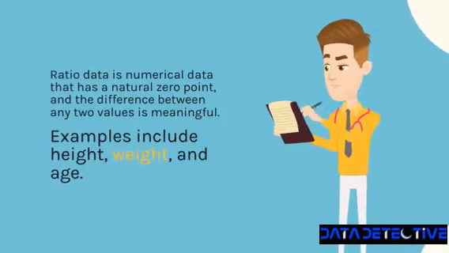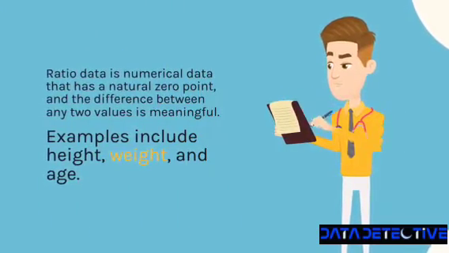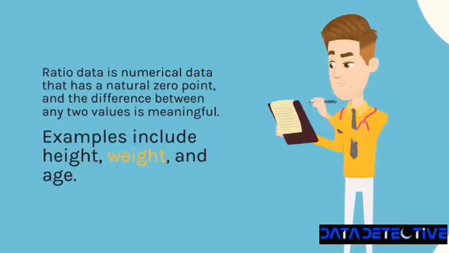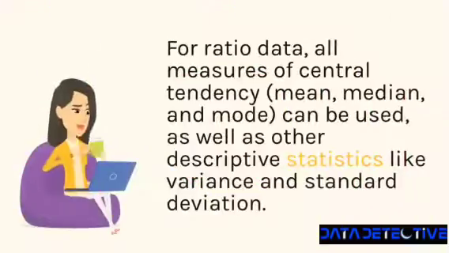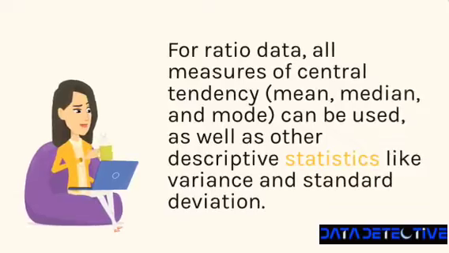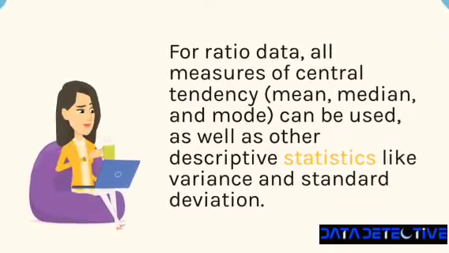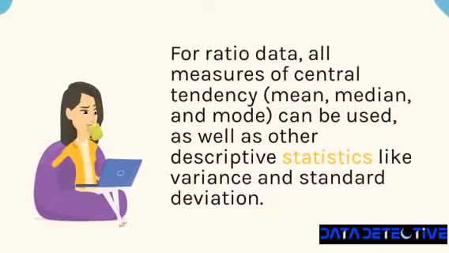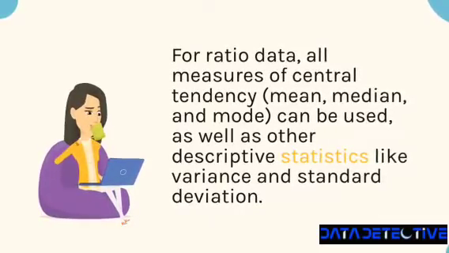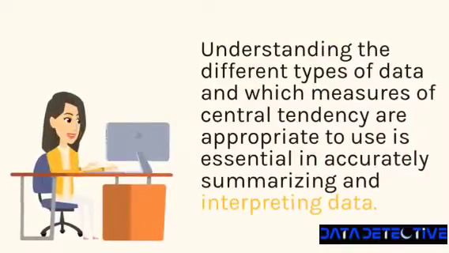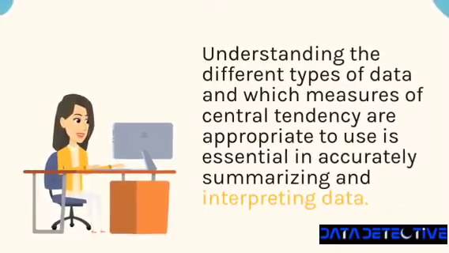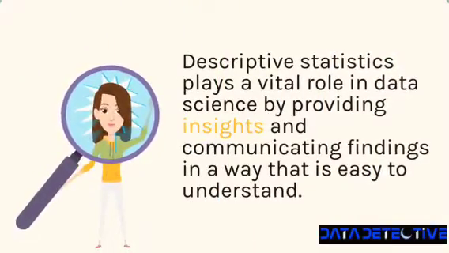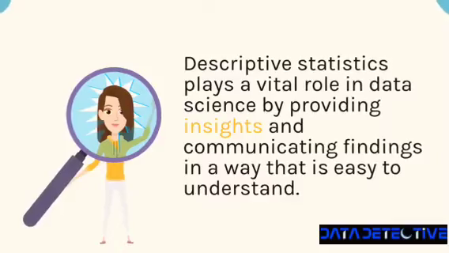Ratio data is numerical data that has a natural zero point, and the difference between any two values is meaningful. Examples include height, weight, and age. For ratio data, all measures of central tendency, mean, median, and mode, can be used, as well as other descriptive statistics like variance and standard deviation. Understanding the different types of data and which measures of central tendency are appropriate to use is essential in accurately summarizing and interpreting data. Descriptive statistics plays a vital role in data science by providing insights and communicating findings in a way that is easy to understand.